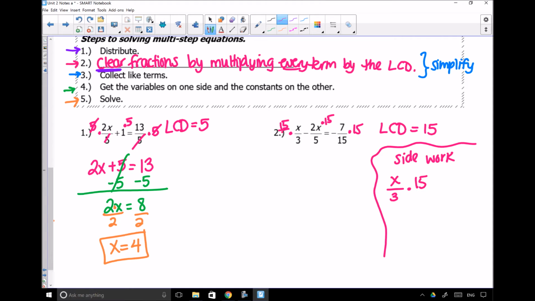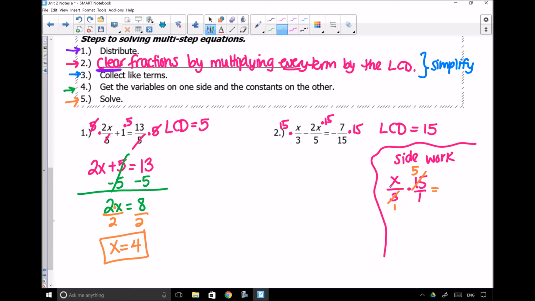Now this 15 is technically over 1. If a number doesn't have a denominator, then we're going to say it's over 1. Okay, so once I do this, I'm going to look and see, can I cancel anything out? Well, this 3 and this 15 are both divisible by 3. So when I divide each number by 3, 3 divided by 3 is 1, 15 divided by 3 is 5.